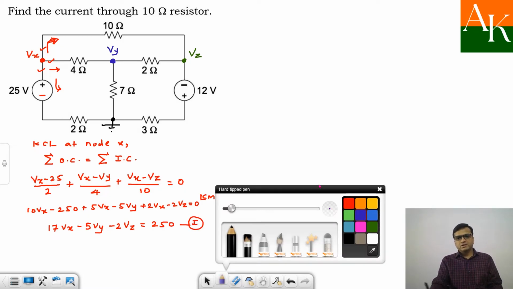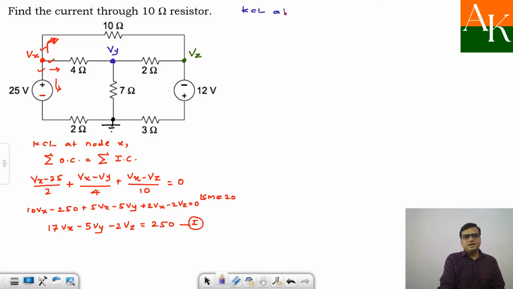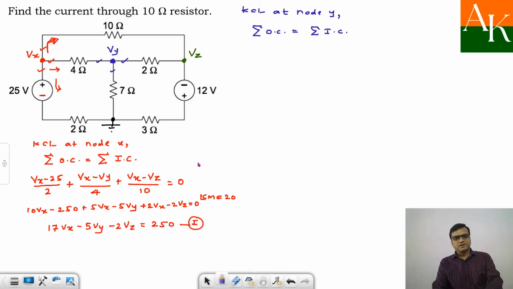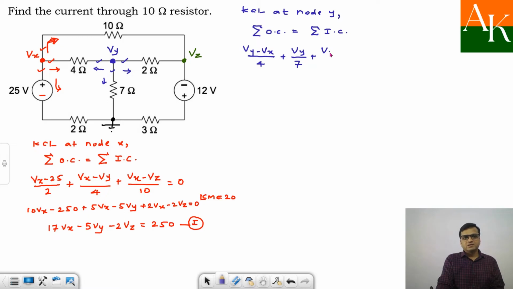Now similarly I will obtain equation number 2 by applying KCL at node Y. Again you have to write summation of outgoing current is equal to summation of incoming current. Three branches are connected to node Y. Is there any current source connected to node Y? No. So that means you can assume all the currents as outgoing. So the leftward current can be written as (Vy minus Vx) by 4. The downward current can be written as (Vy minus 0) by 7. And the rightward current (Vy minus Vz) divided by 2, and no incoming current, so it is equal to 0.